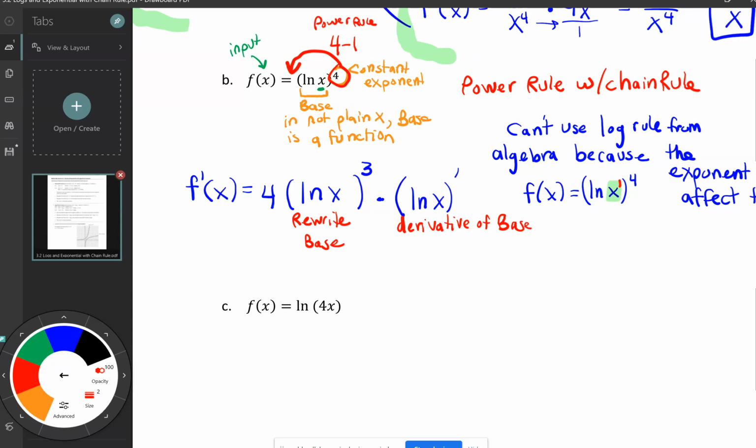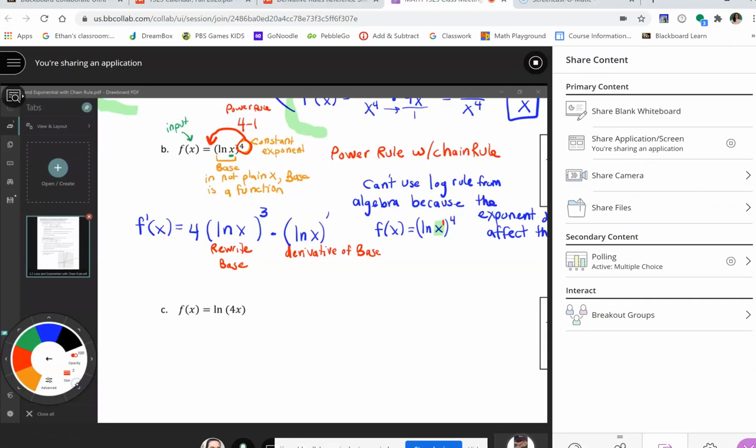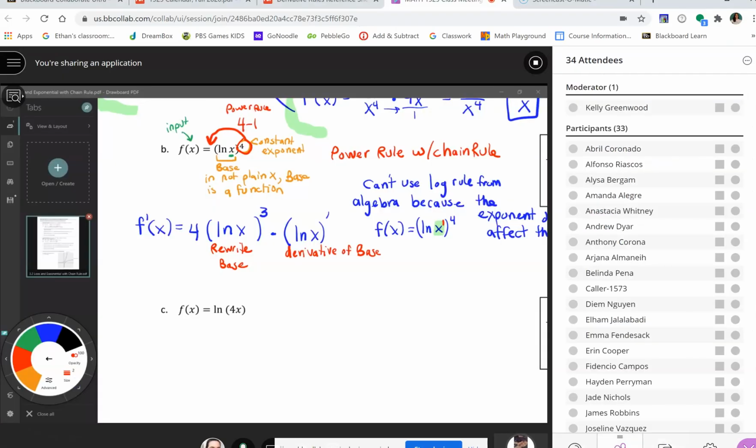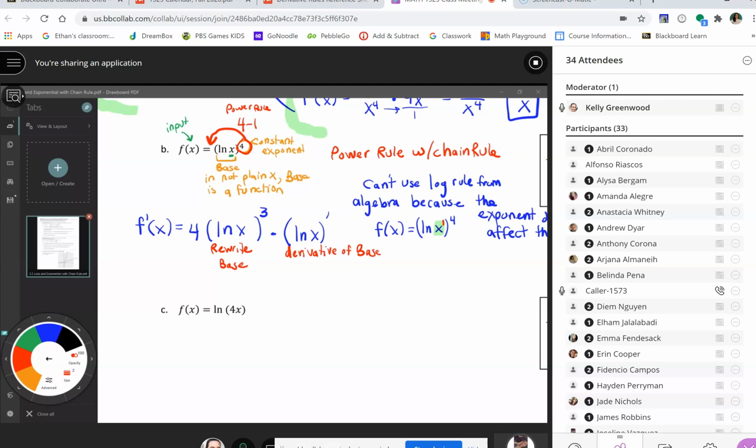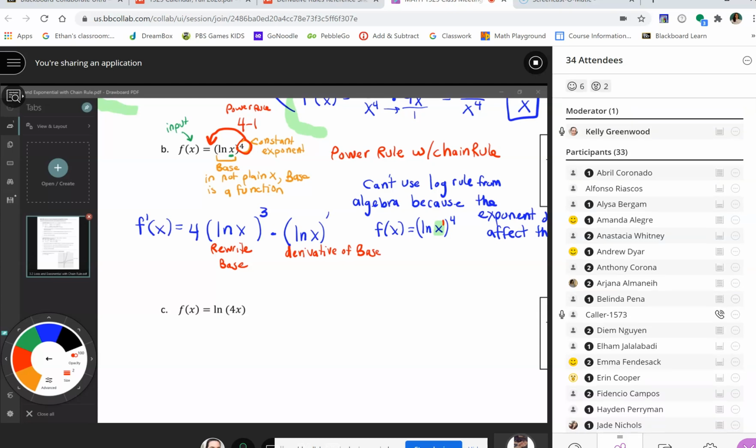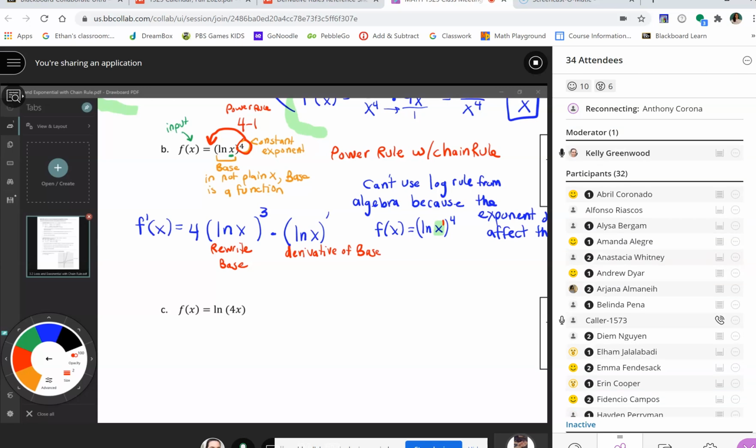So let me pause there to see if there's any questions on how I applied the power rule with the chain rule. Give me a status so I can see how you're feeling up till right now. We've got a lot of shocks right off the bat. It's all about learning to read the notation. If you're one of the people who's shocked right now, that's okay.